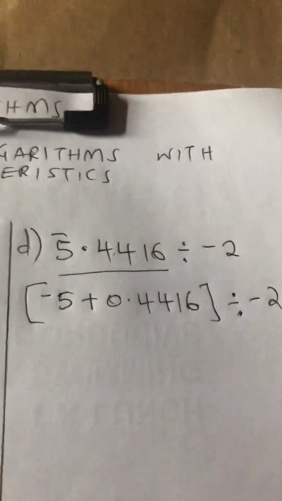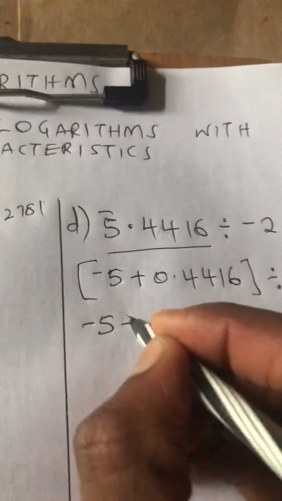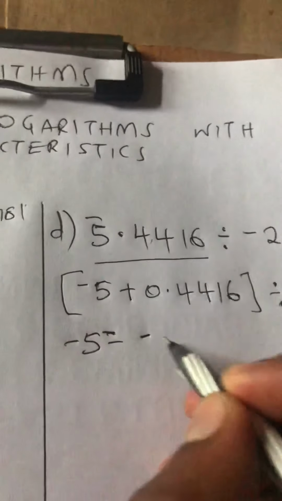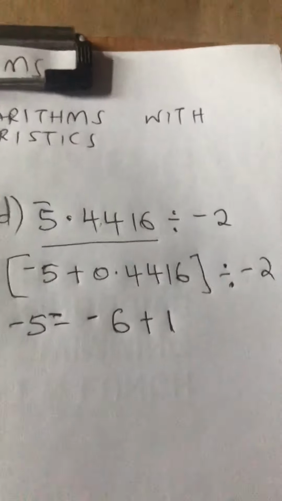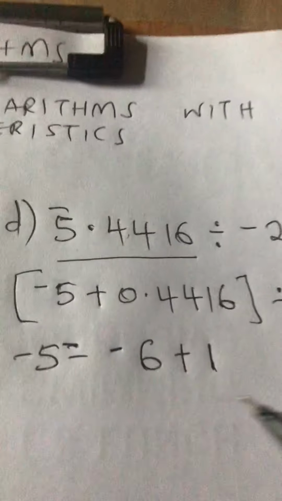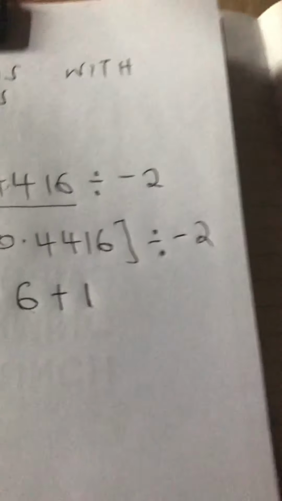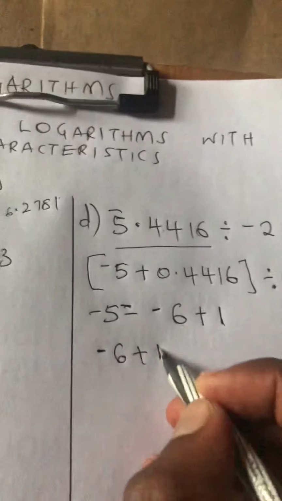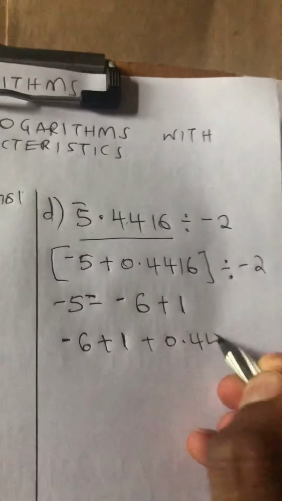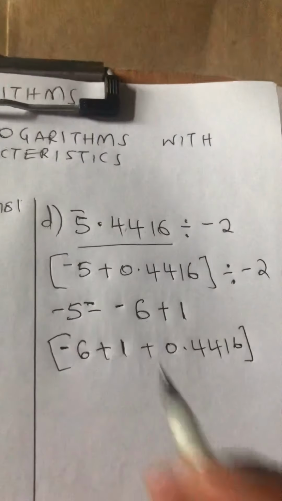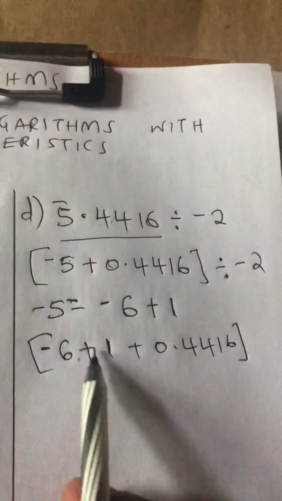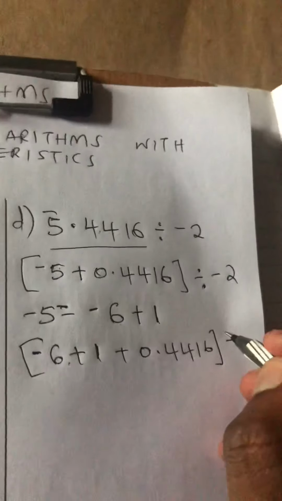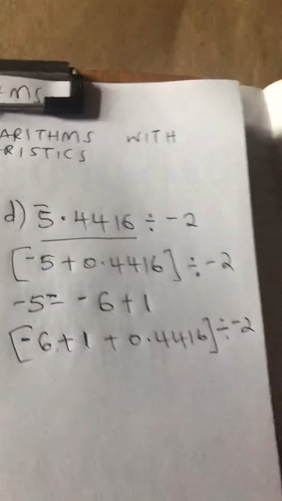So we have to rewrite -5. -5 can still be rewritten as -6 plus 1, whereby -6 sasa inaweza dividika na -2 bila remainder. So this will be -6 plus 1 plus 0.4416. Mahali kulikuwa na -5 nimeandika -6 plus 1. Then plus 0.4416, then divided by -2.